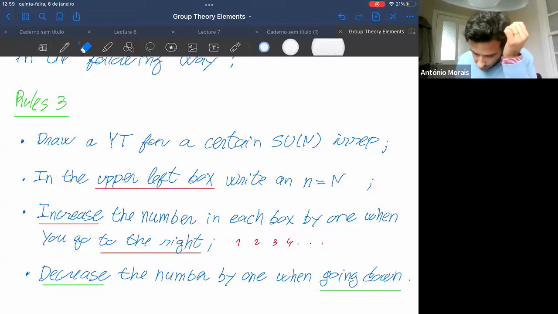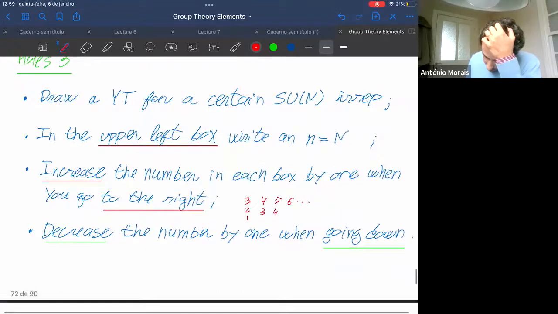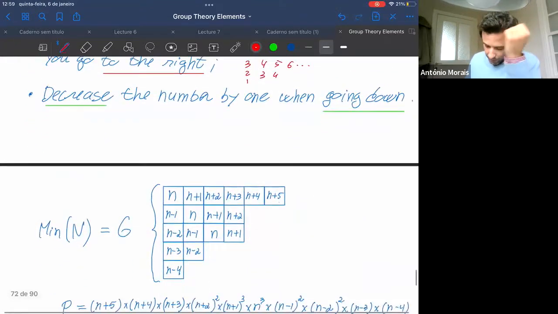Sorry, I did something very wrong here. If n equals 3, for example, you have 3. In the next box, you have 4, 5, 6, all the way up to infinity if you have a huge one. But going down, you have to decrease the number: 2, 1, and you cannot go below 1. 4, 3, 5 would be 4. And this could be a Young tableau like this, now just putting boxes here. So decrease by 1 when you go down. So this is an example.